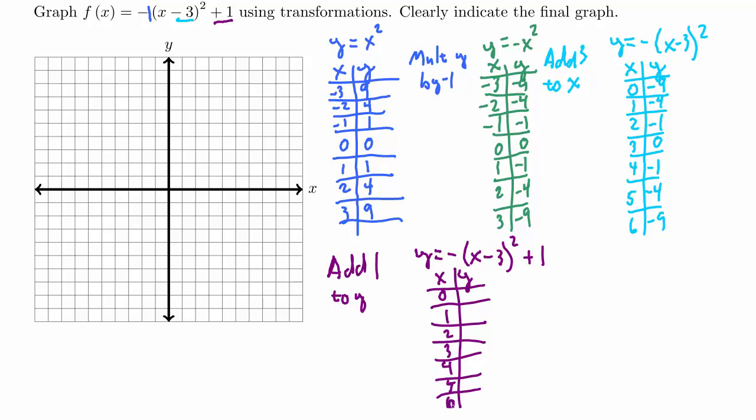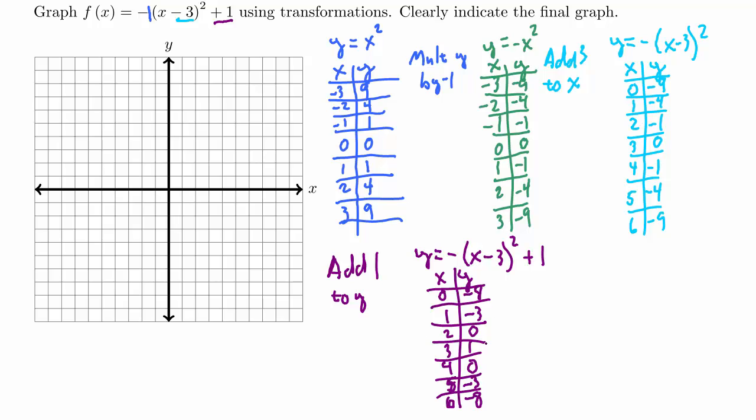And yes, that is a 5 and 6 there. Now I need to add 1 to all of these y values. So that's going to give me negative 8, negative 3, 0, 1, negative 3. Oh, I've messed up here, haven't I? Negative 8, negative 3, 0, 1, excuse me, that's a 0 here. There we go. Negative 3, and negative 8.